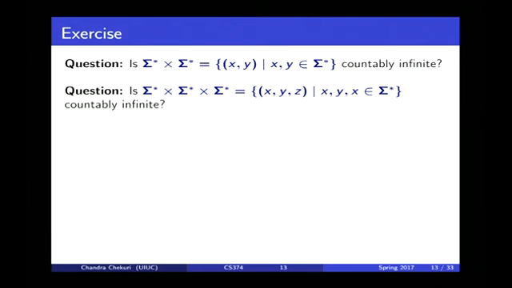Yes, exactly, that's right. You can find bijections in any way, but that's the simplest way.